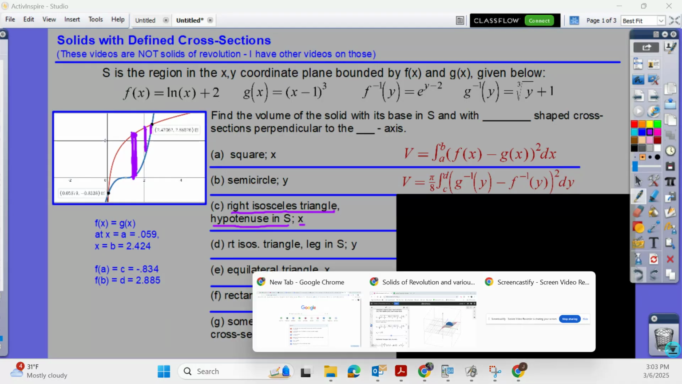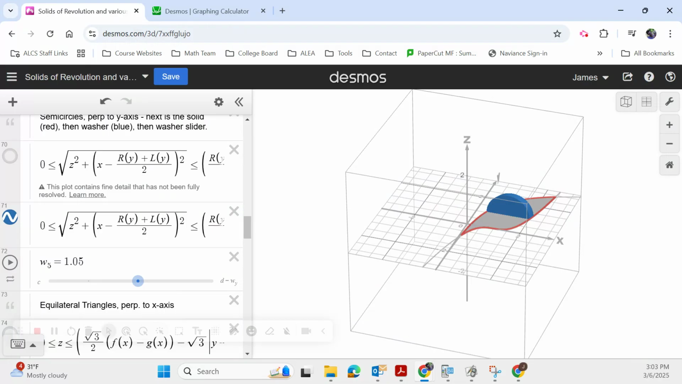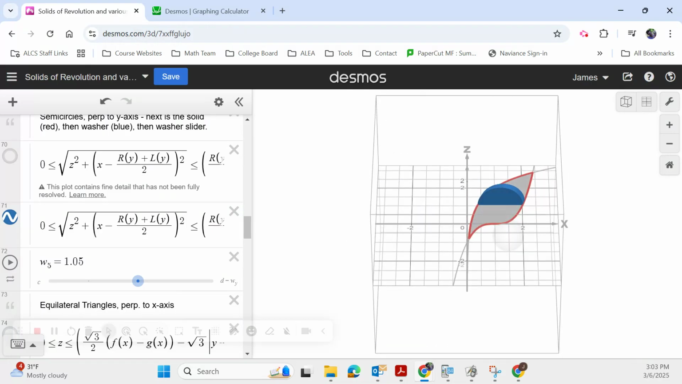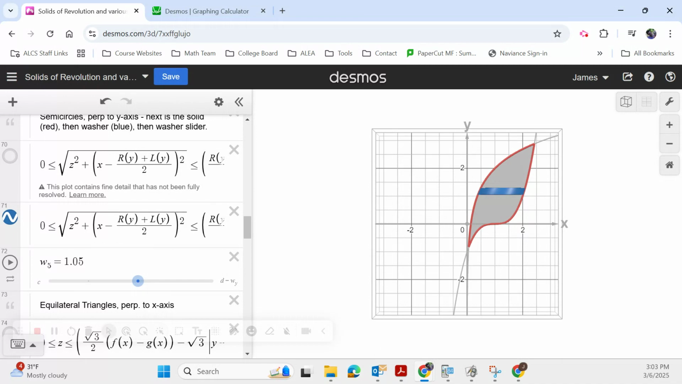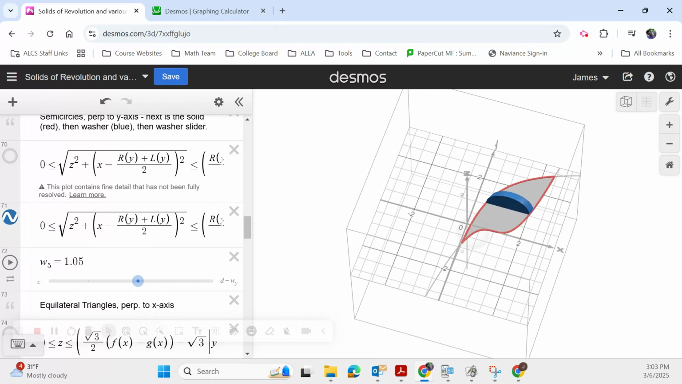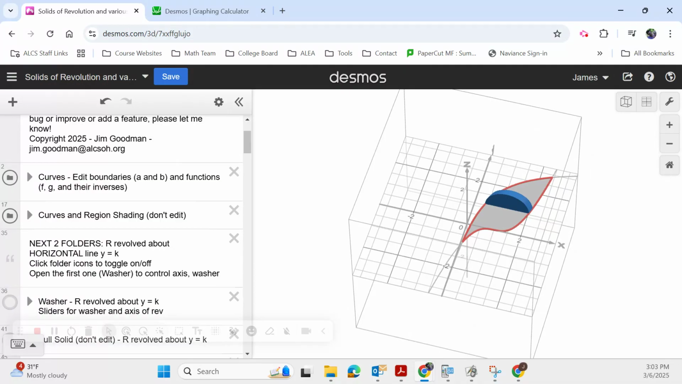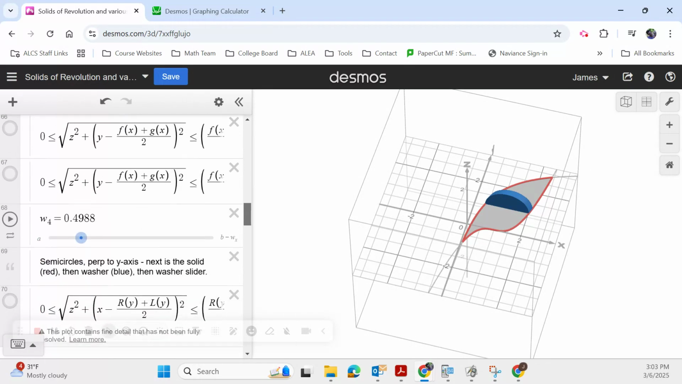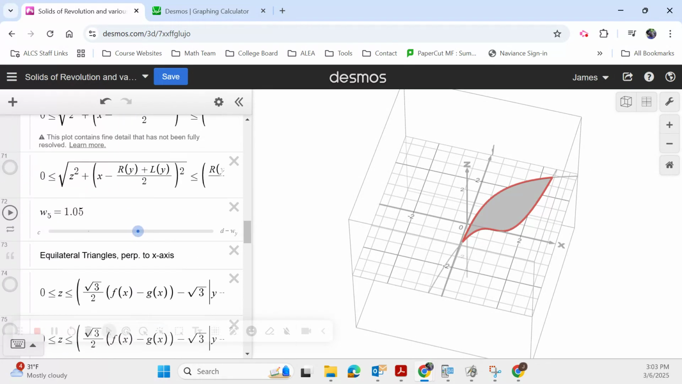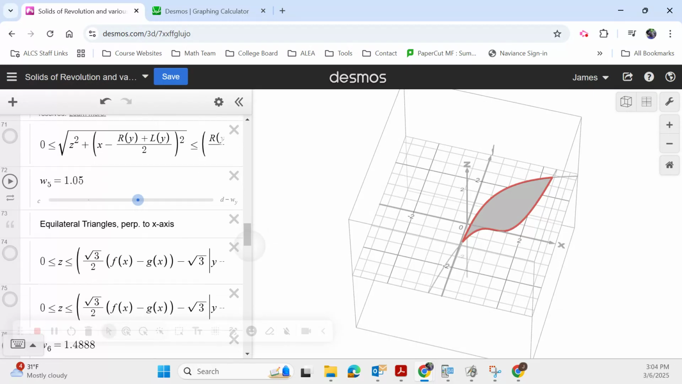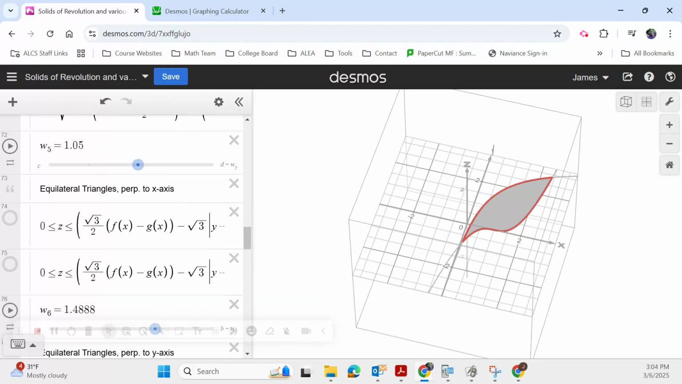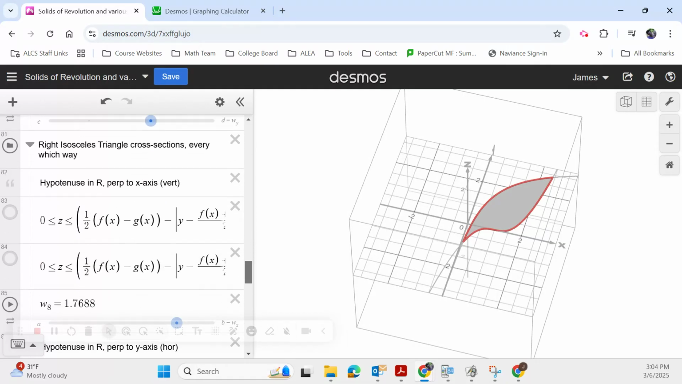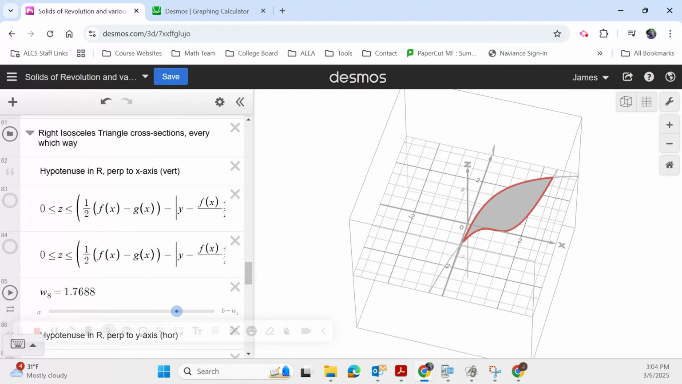So let's look at the Desmos tool to see it. This was the semicircles. Here's the XY plane. We're looking down on it at a slight angle, and that's the semicircles. Whoops, I don't want it to keep rotating, although that's kind of cool actually too. Let me turn off the semicircle cross section there. And let's go to right isosceles triangles. So the hypotenuse in S, which is what we're calling the region, perpendicular to the x-axis.